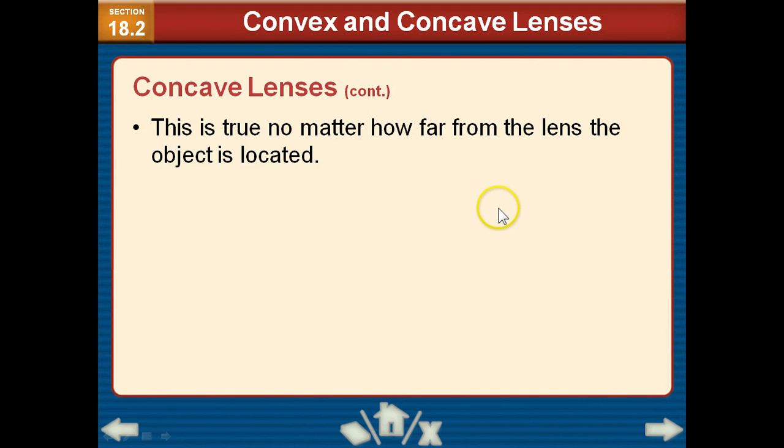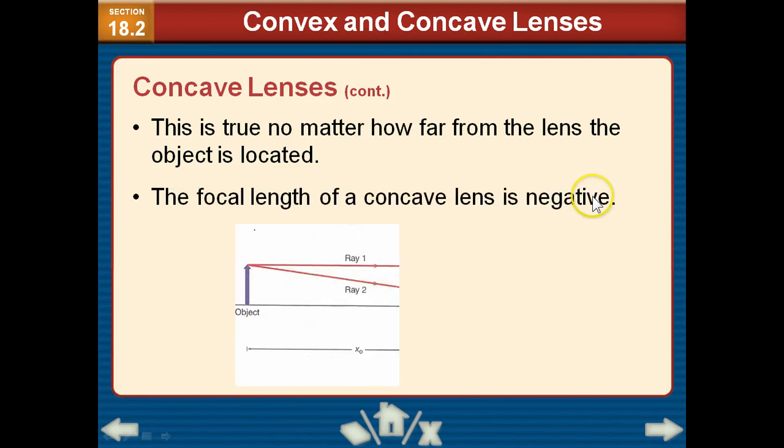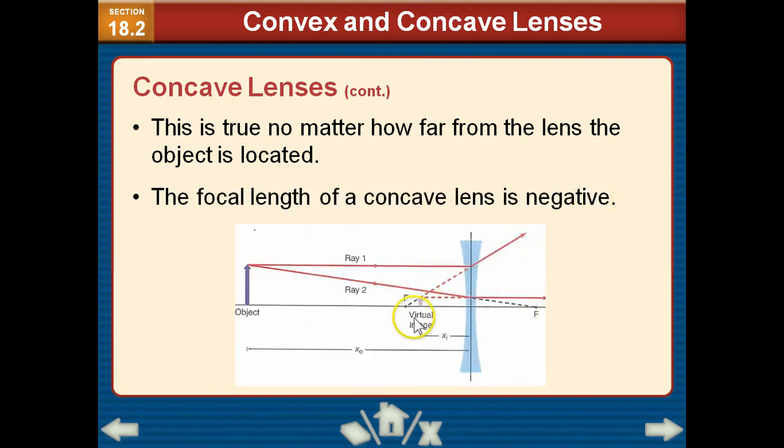So with convex lenses, it makes a big difference where the object is in relationship to the focal point and twice the focal point and so on. With concave lenses, it doesn't really make any difference where the object is. It's always going to be smaller, and it's going to be a virtual image.